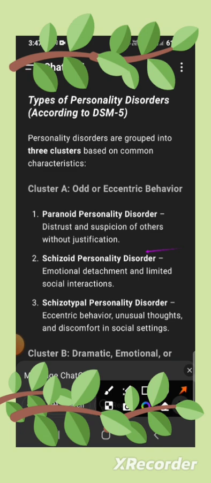Schizotypal personality disorder, STPD, displays eccentric thoughts and behavior. Example, believing in telepathy, magical thinking. Feels extreme discomfort in social settings and has difficulty forming relationships. May experience mild hallucinations or paranoid beliefs.